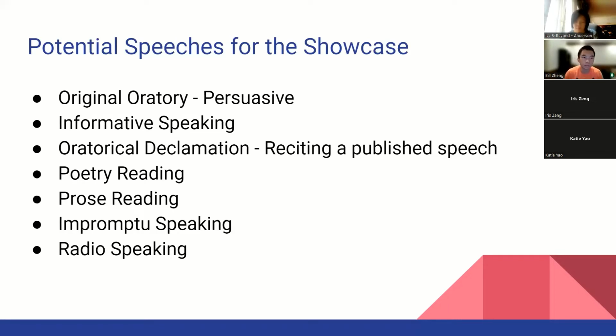Now, next we have poetry reading. Poetry reading is like what it sounds. You're going to find poetry pieces that you love that are of similar topics. You'll put them together, and then you're going to read the poetry out loud and give it like a speech. And it's going to be very emotional. There's going to be a lot of emotions. It's going to be powerful, right? But again, you don't have to write any of it.